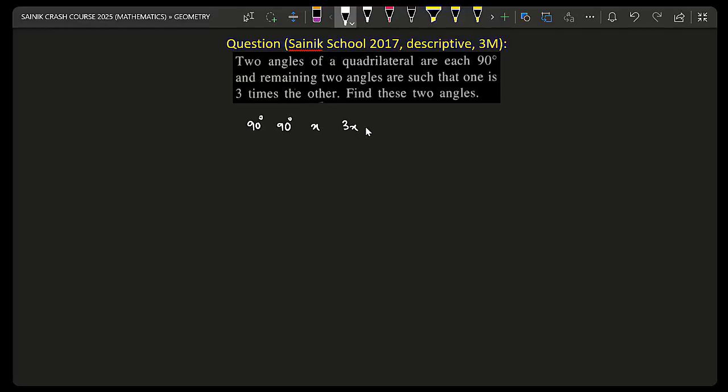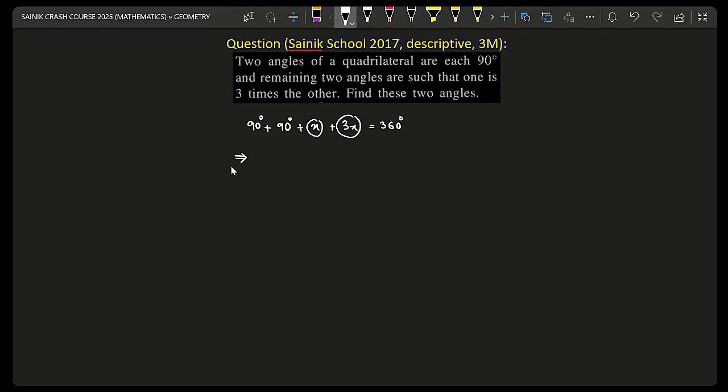Sir, the sum of 4 angles is 360 degrees. Can I add all of them and make it equal to 360 degrees? Yes, sir. From this, can't we find this angle and this angle now? Yes, sir. Let's simplify for the value of x. Sir, we have to subtract 90 and 90. Okay, you are transposing 90, 90 sum to the right side.